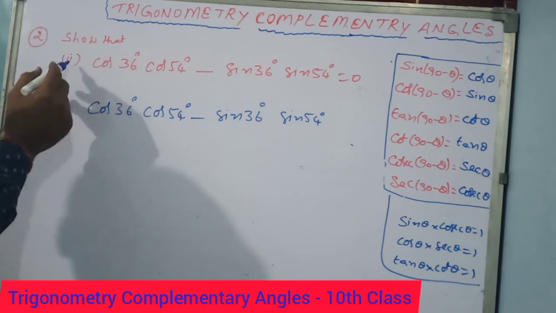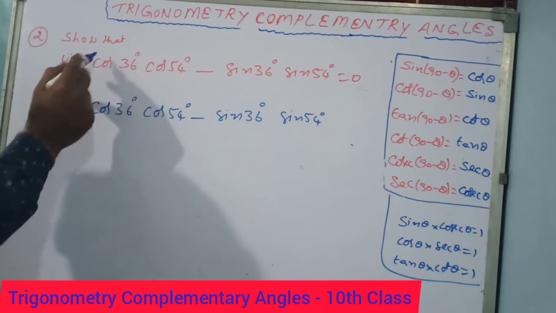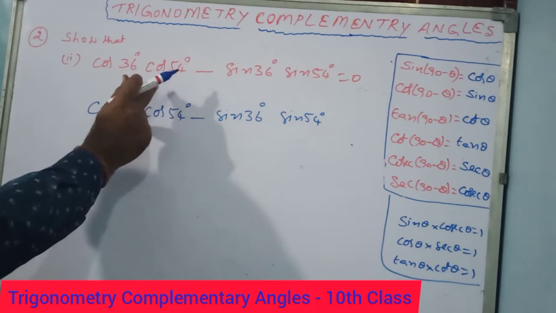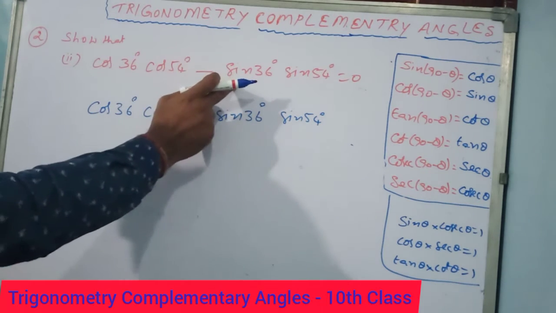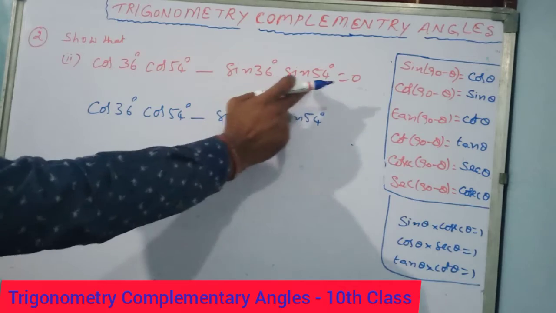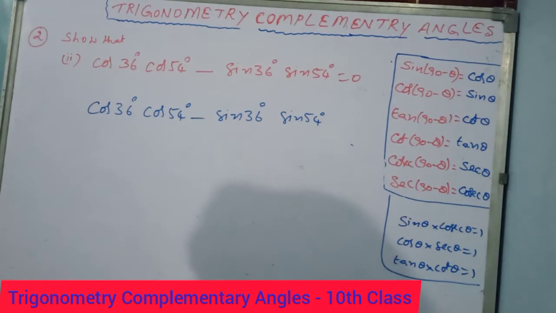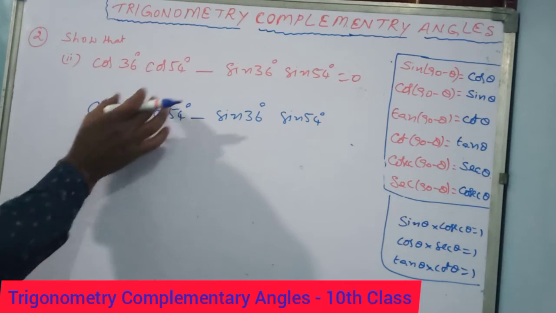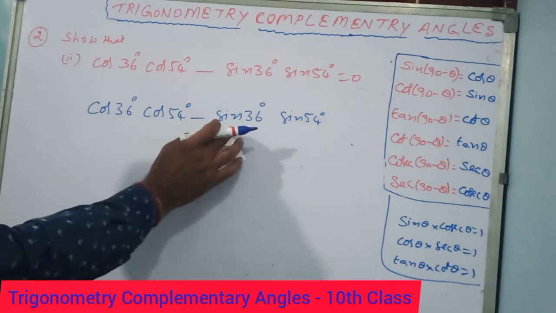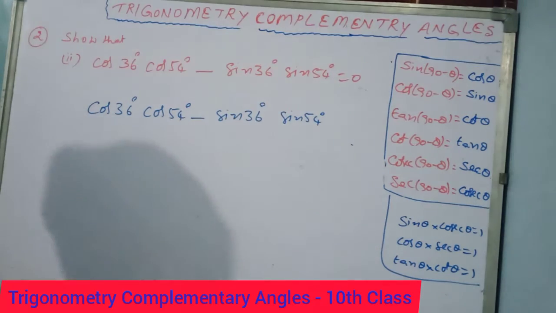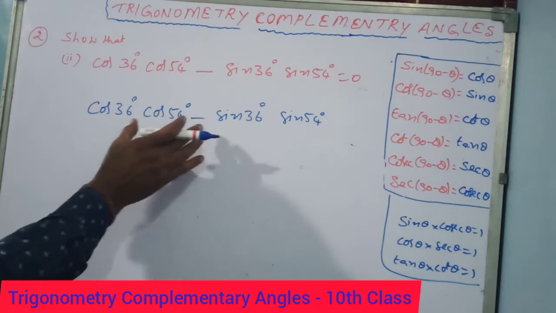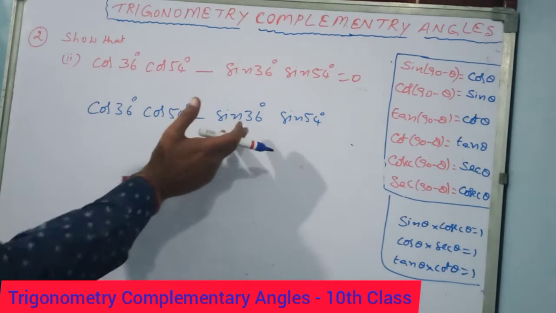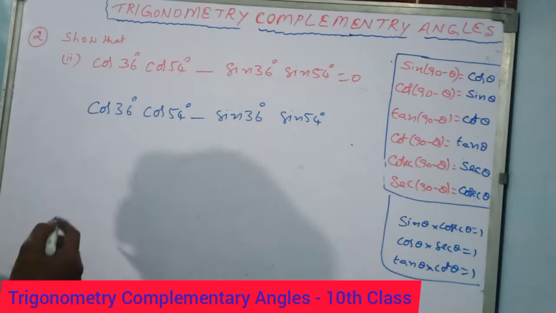Second question: show that cos 36 cos 54 degrees minus sin 36 degrees sin 54 degrees is equal to 0. First, what is the LHS given? Cos 36 cos 54 minus sin 36 sin 54. Here, we change the terms after the minus. So here we will change these terms.